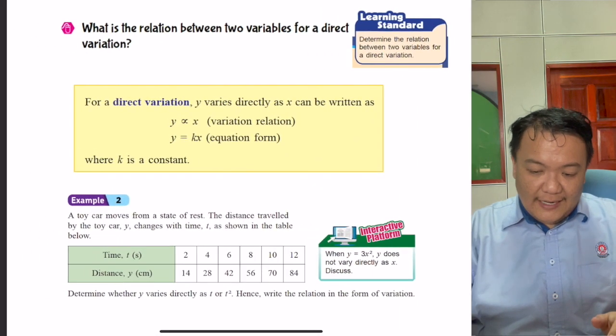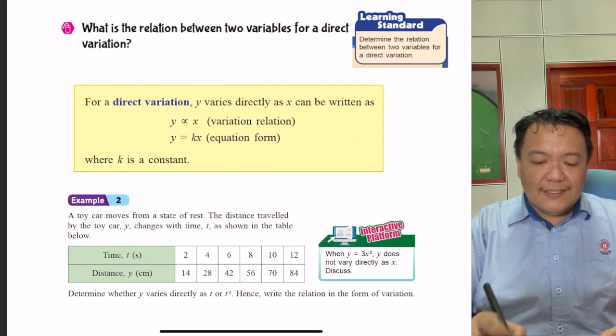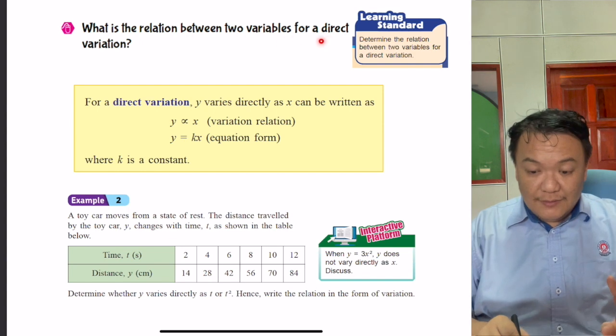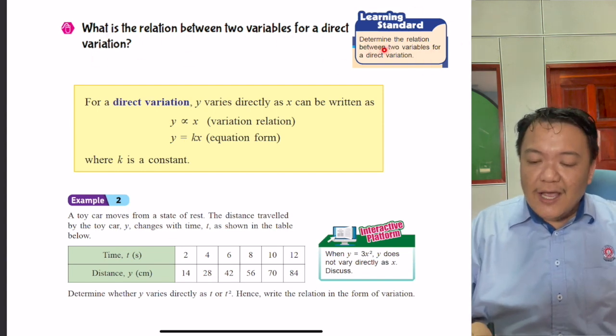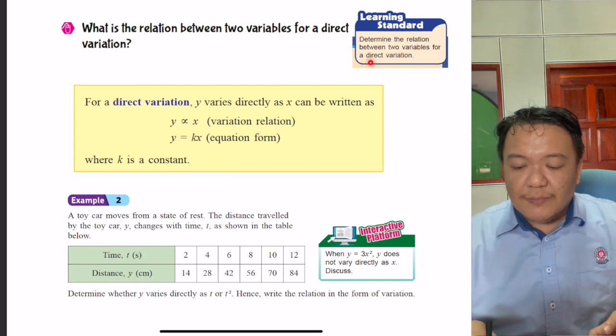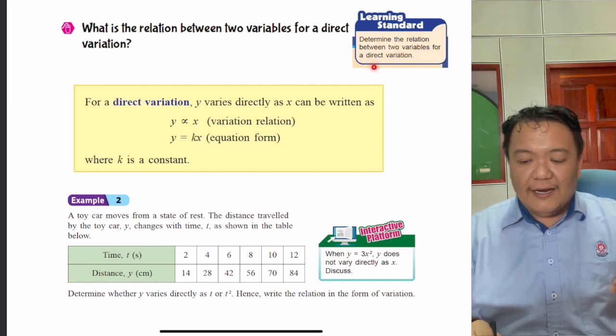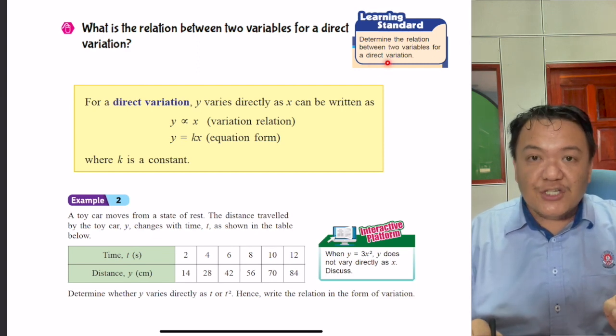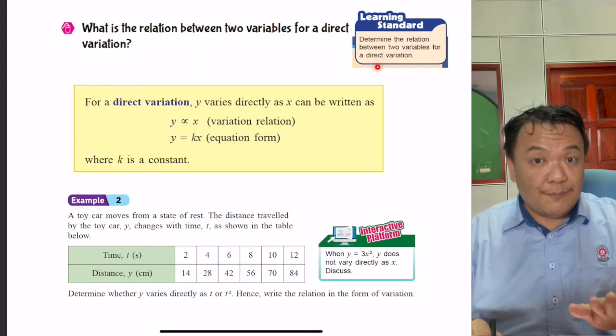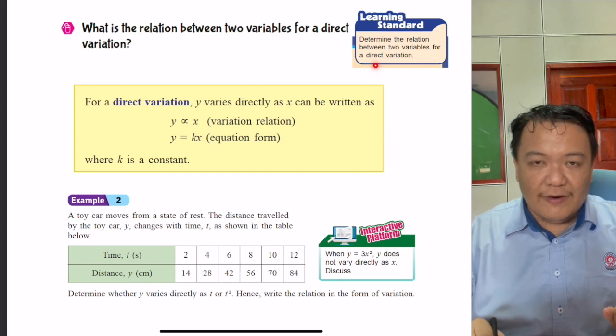Okay, next. Okay, let's look over here. What is the relation between two variables for a direct variation? Okay, so the learning standard is determine the relation between two variables for a direct variation. For the first subtopic, you will learn about two things: direct variation and joint variation. So this is the first part, direct variation.